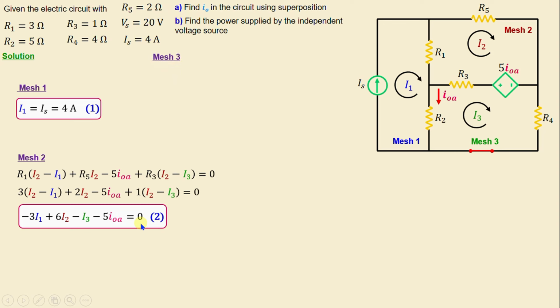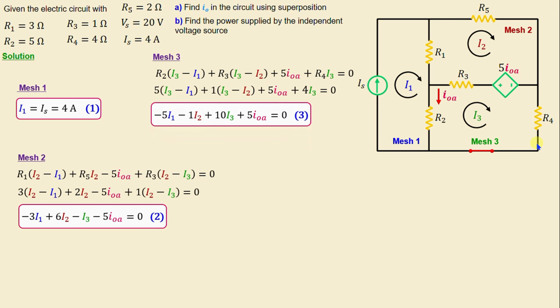Let's move on to mesh 3. By applying Kirchhoff's voltage law in mesh 3, we can write R2 (I3 minus I1) plus R3 (I3 minus I2) plus 5 I0A plus R4 (I3) is equal to 0. By replacing the resistors with their numerical values and continuing to simplify this equation, we obtain negative 5 I1 minus I2 plus 10 I3 plus 5 I0A is equal to 0.